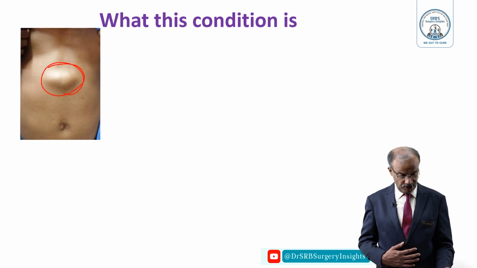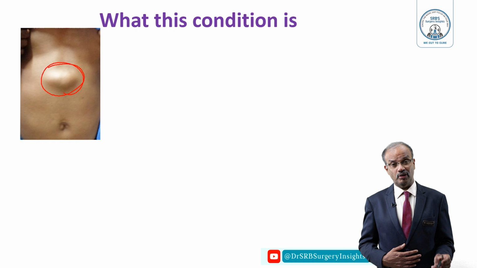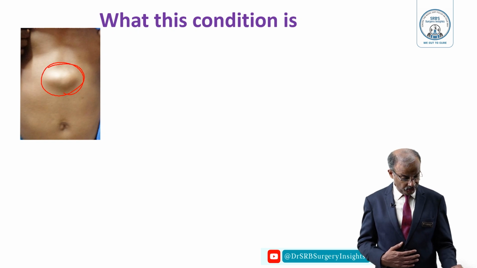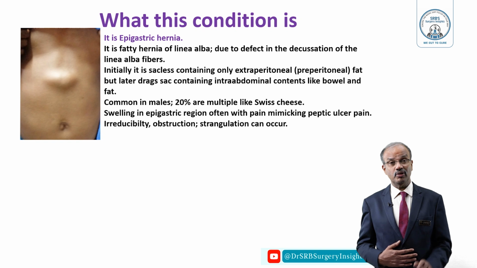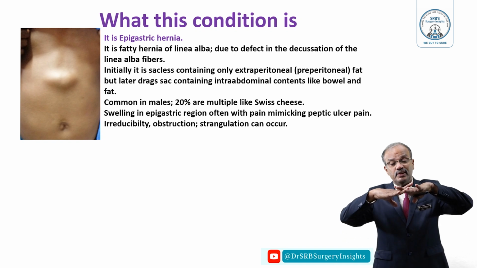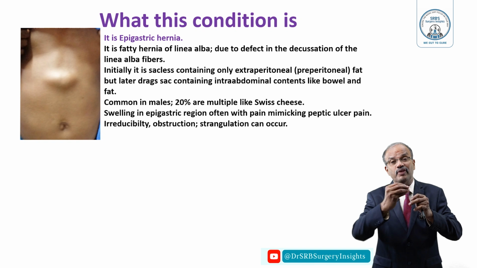Other possibilities you have to think of, other than epigastric hernia, are abdominal wall lipoma, abdominal wall soft tissue tumors, and so on. First thing is always the common thing, that is epigastric hernia. It's a fatty hernia of the linea alba. There are decussations in the linea alba like this. In between, a weakening of the decussation occurs. Fat, preperitoneal fat, comes out.